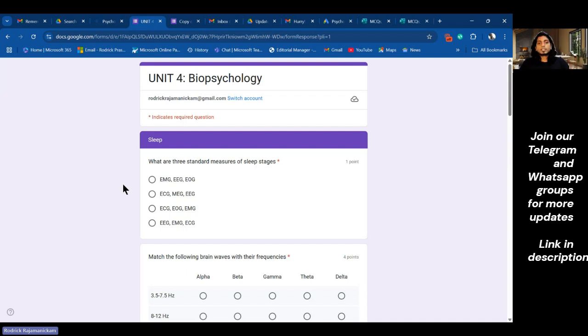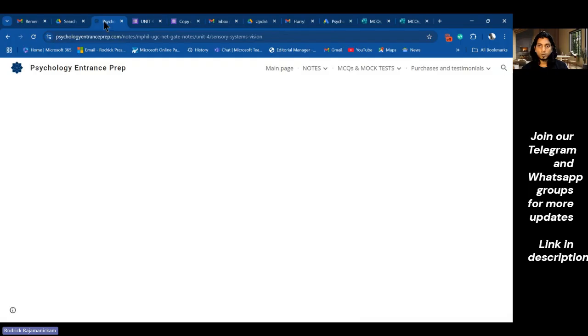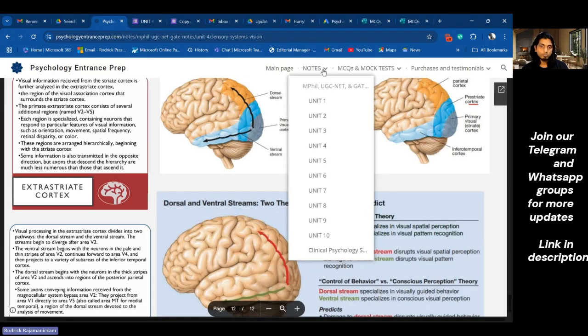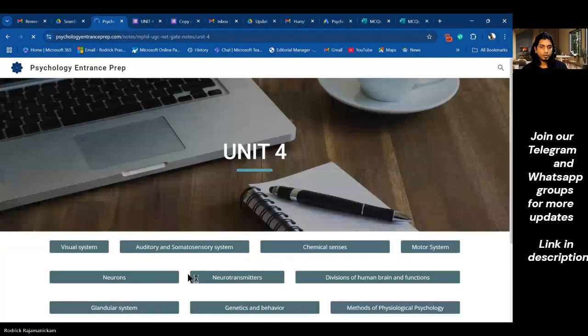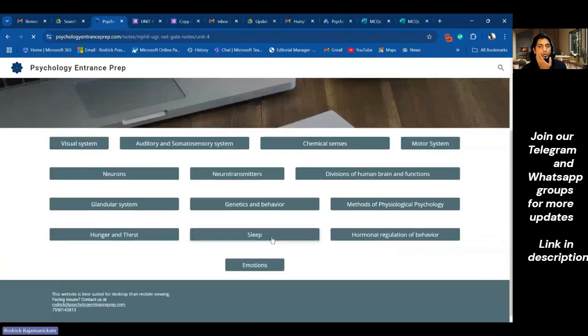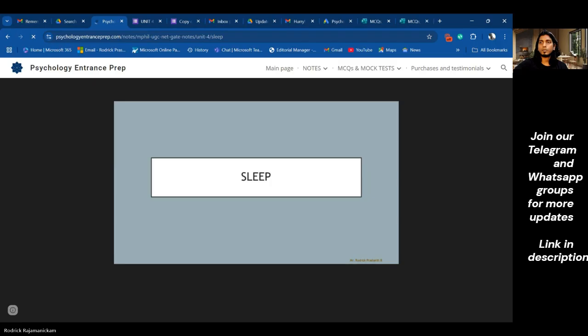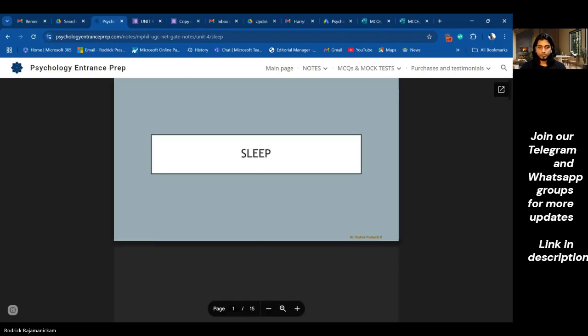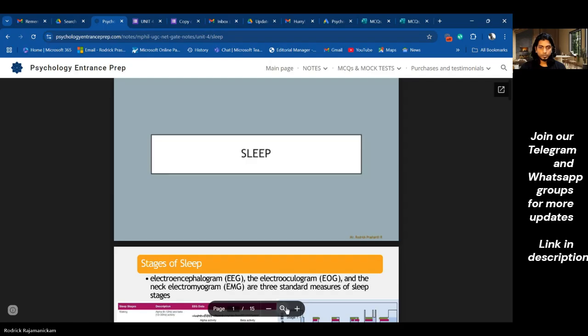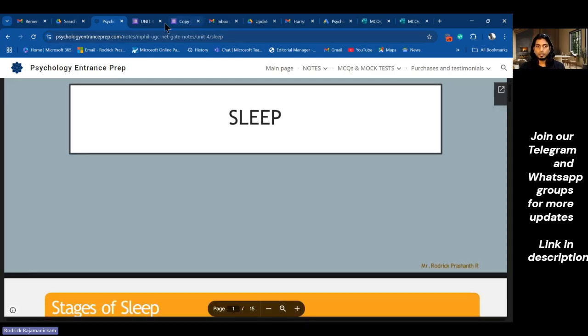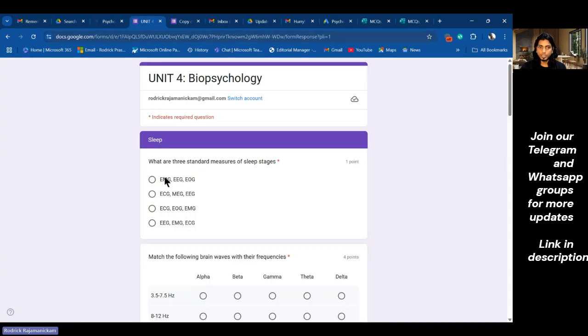So, what are the 3 standard measures of sleep stages? We're starting with sleep. Let me also pull up the notes so that you can have a parallel explanation going on. These are the notes which we have currently, the basic version of the notes. We'll switch between the MCQ and the notes to explain.